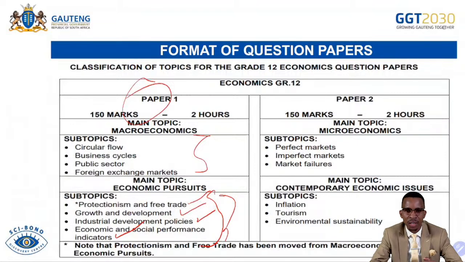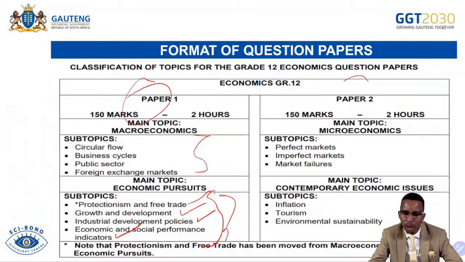You know your strength, you know your most focused areas, you know where you get the most marks, between macroeconomics as well as economic pursuits. So you need to get your training going so that you will end up knowing exactly in which section you are going to dominate if we compare macroeconomics as well as economic pursuits.